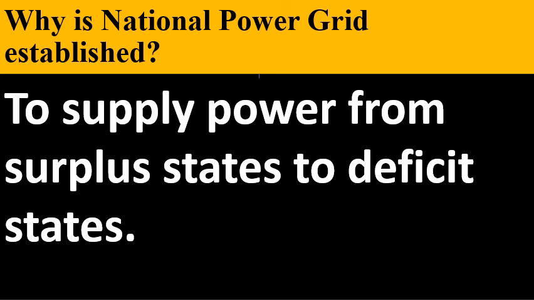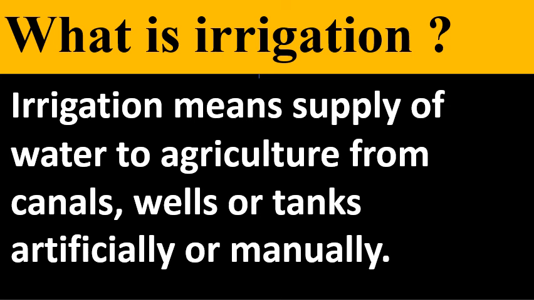Why is National Power Grid established? The answer is, the National Power Grid established to supply power from surplus states to deficit states. What is irrigation? Irrigation means supply of water to agricultural field from canals, wells or tanks, artificially or manually.